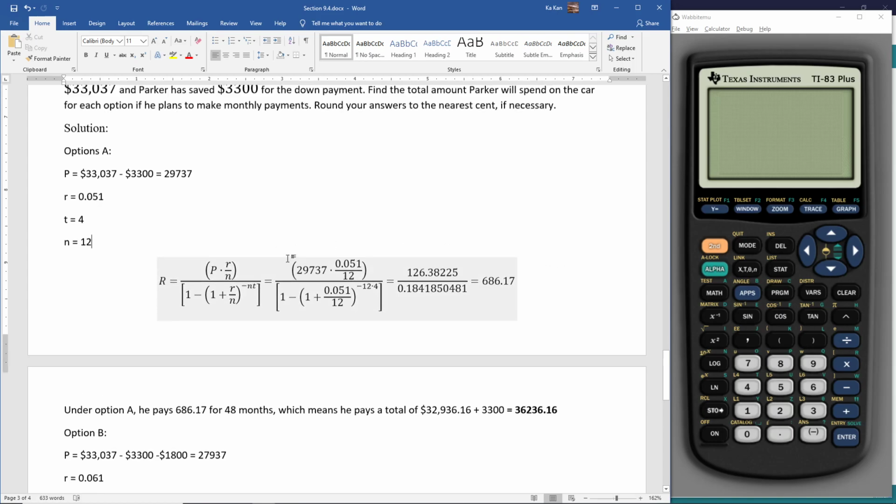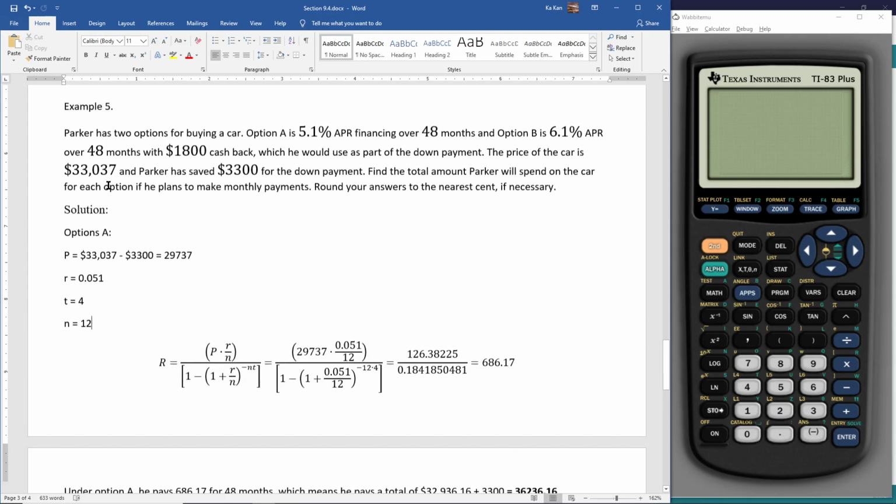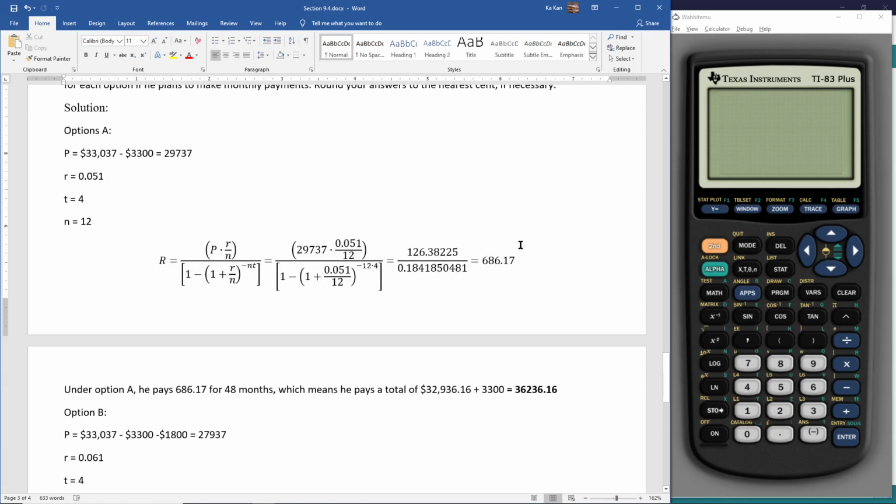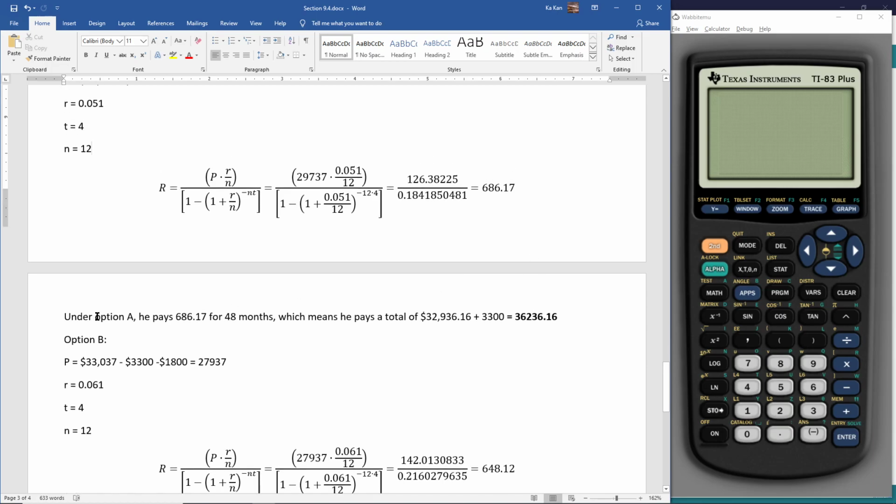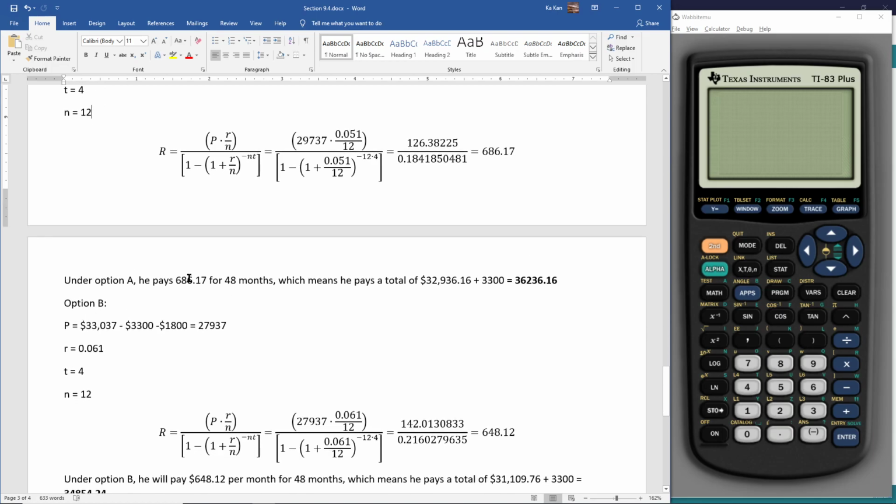Same thing. Look at this. This is option A, the first option. So the same thing. Just type it in, read it over. That's how I got the monthly payment. So under option A, this guy will have to pay this much for 48 months. You multiply that, and you get this number.